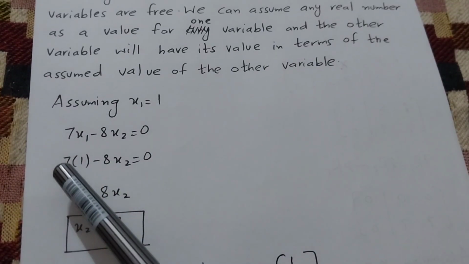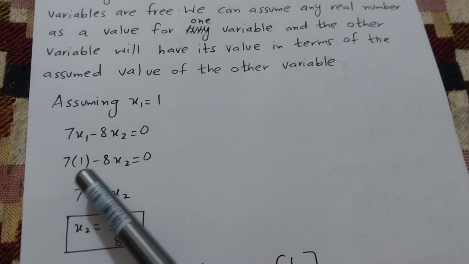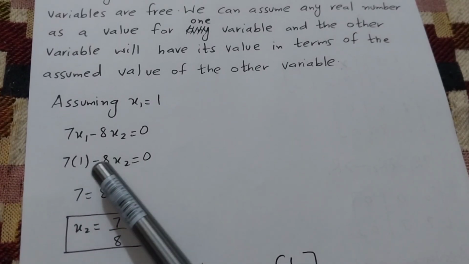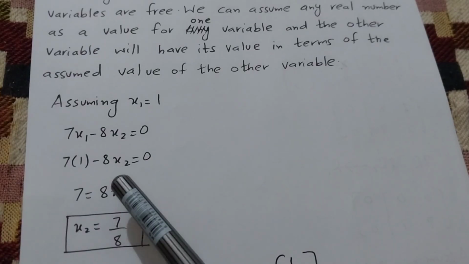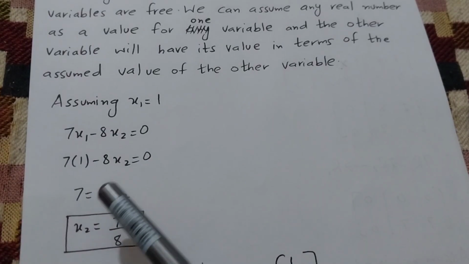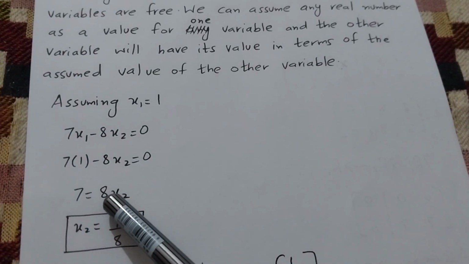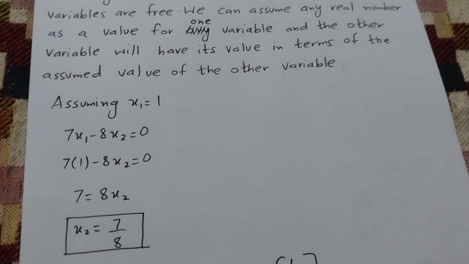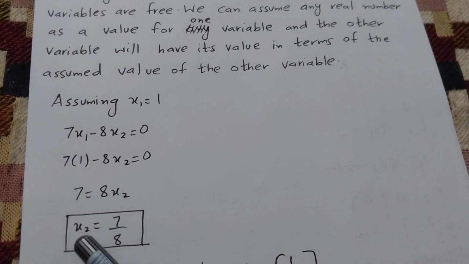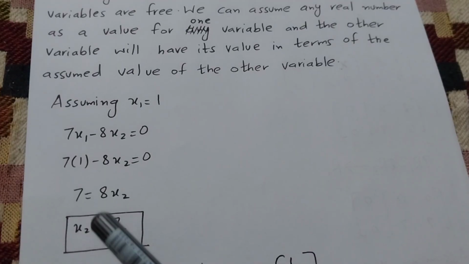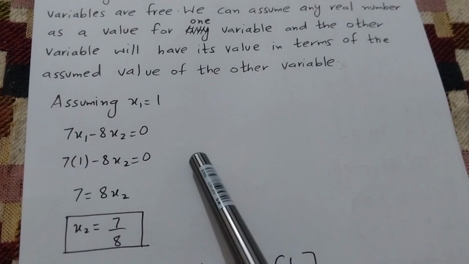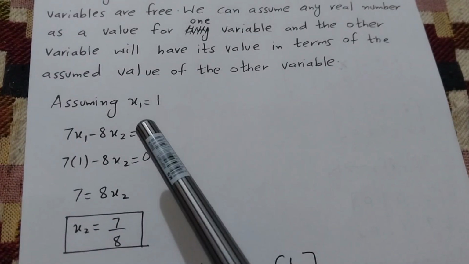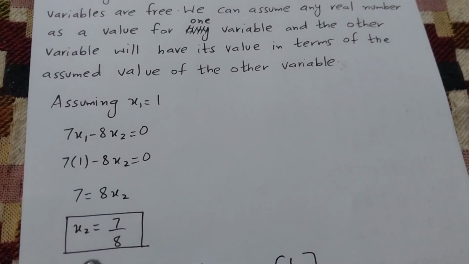So x1 is 1, 7 into 1 minus 8x2 equal to 0, and 7 into 1 is 7, and minus 8x2 can be moved to the right hand side to find the value of x2. So 7 is equal to 8x2, and 8 is multiplied over here, so it can be divided on the left hand side. So we get x2 equal to 7 by 8. Now we have the values of both variables. x1 is 1, which was assumed because we had a row of zeros, and x2 is 7 by 8.